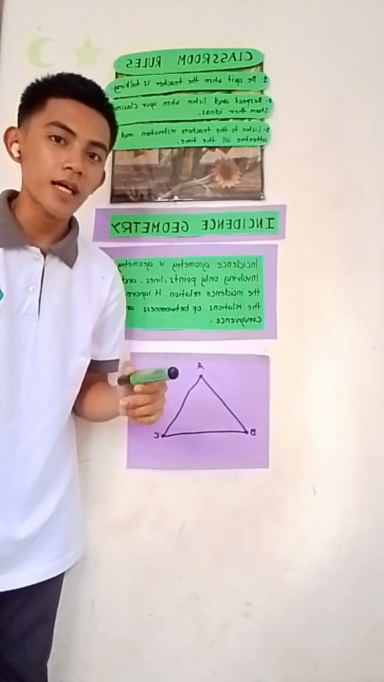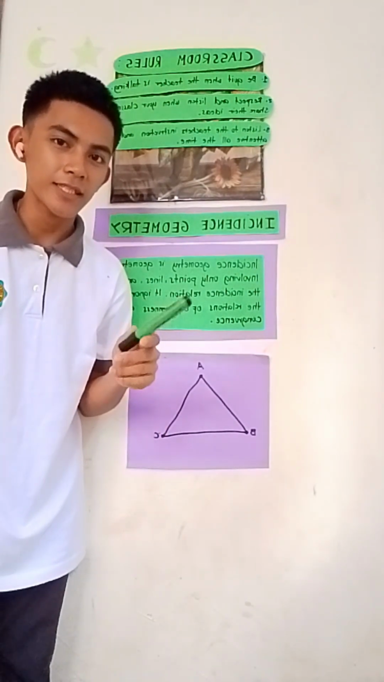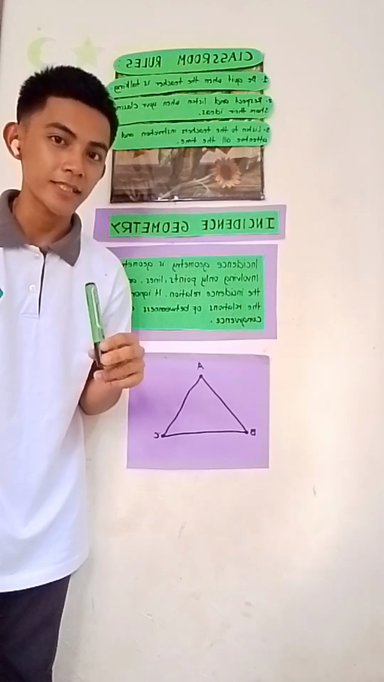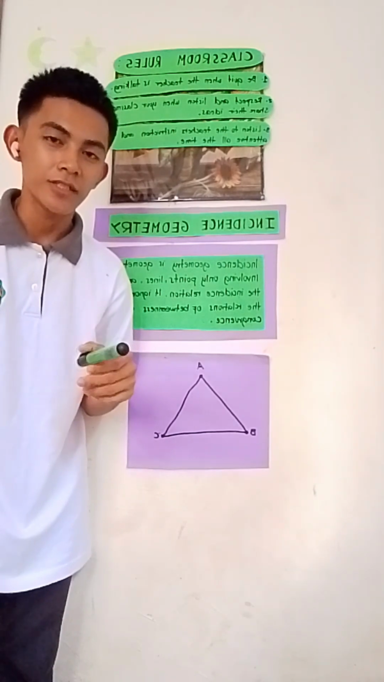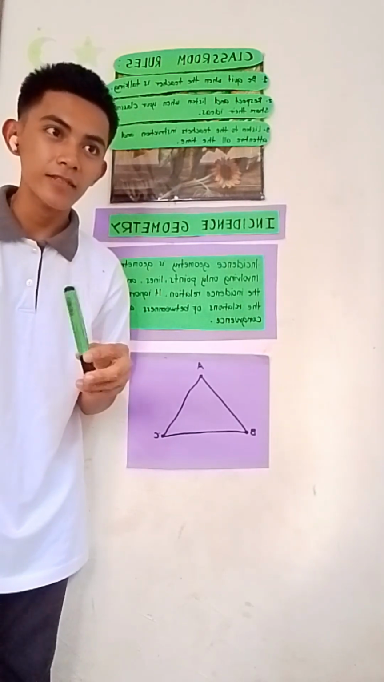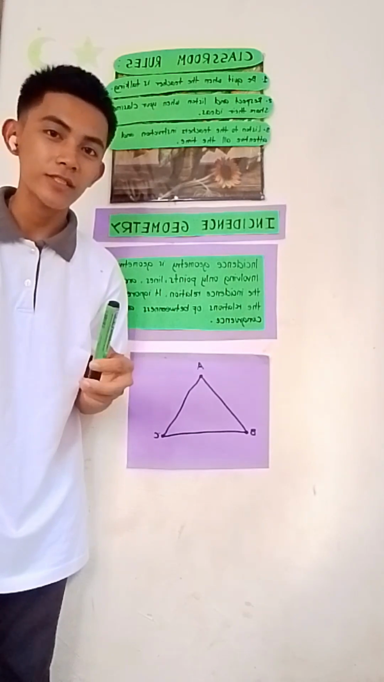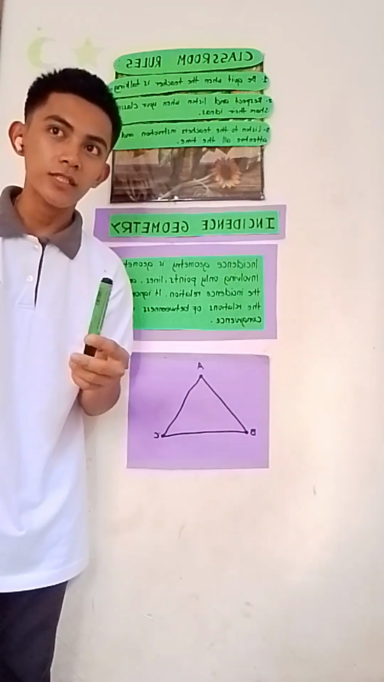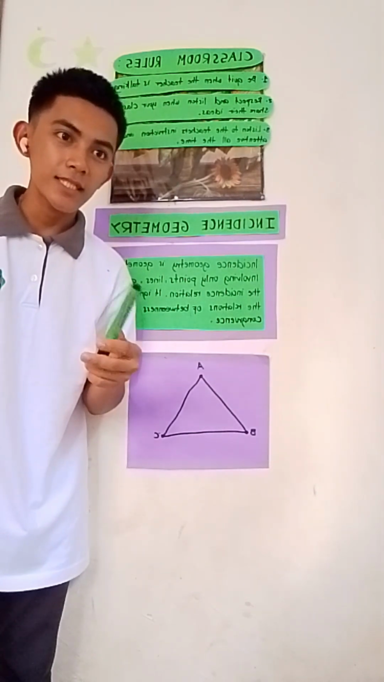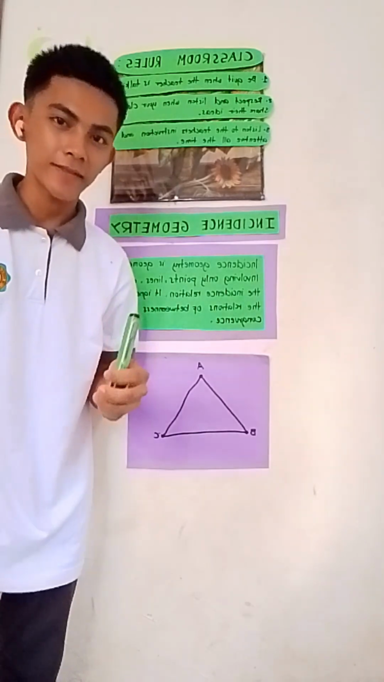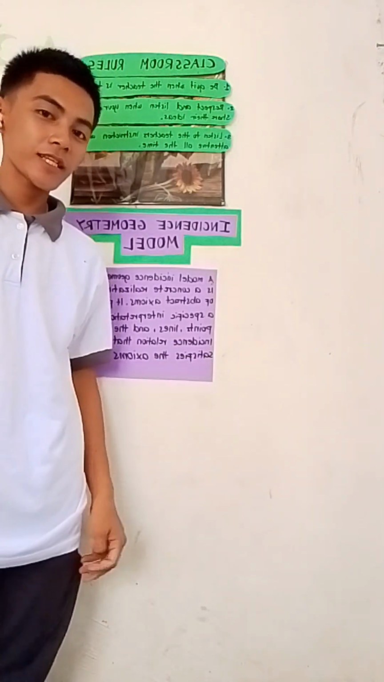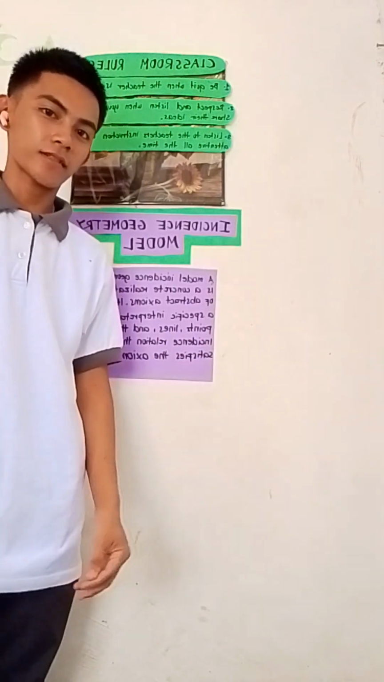So, as the axiom says, there exist at least 3 non-collinear points. So, when we say non-collinear points, it is a set of points that do not lie in the same line. Let's move to the model of incidence geometry.